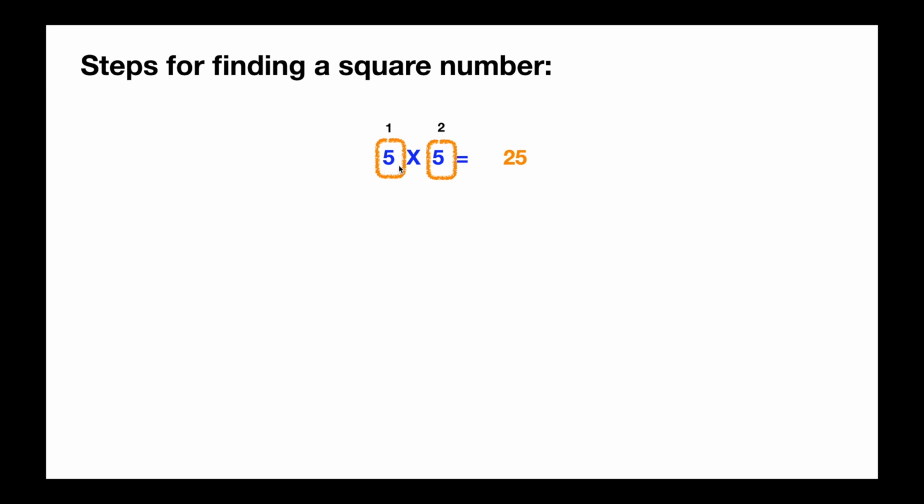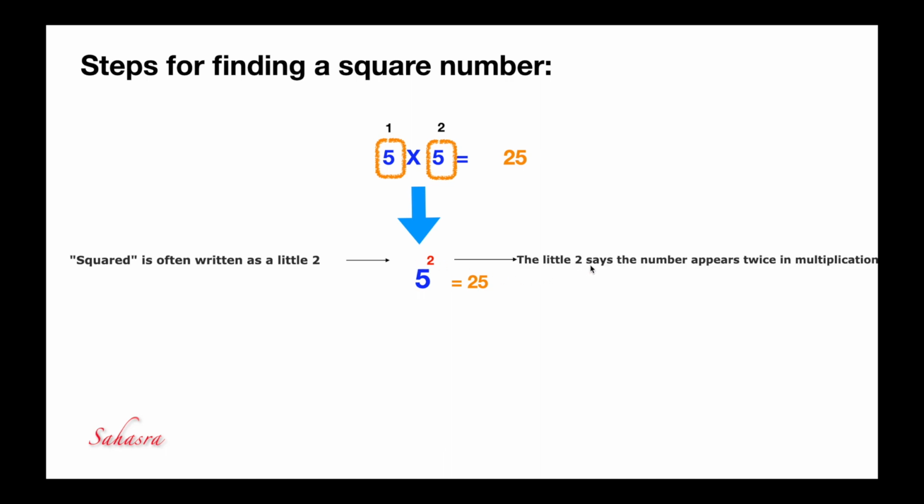Instead of writing this as 5 times 5 equals 25, we can write it as 5 power 2, or 5 squared, equals 25. Squared is often written as a little 2, which can also be said as power 2. The little 2 says the number appears twice in multiplication. So there are 2 5s here, so that's what the little 2 is telling us. 5 squared equals 25. So 25 is the squared number of 5.